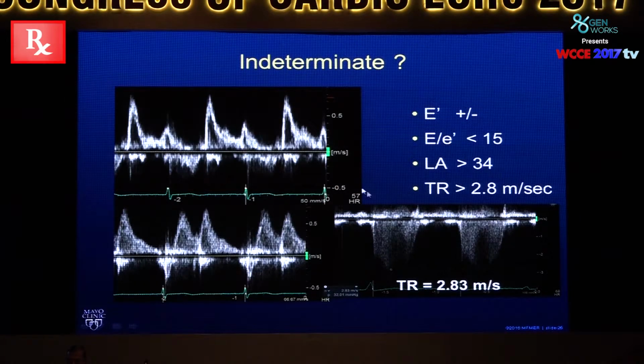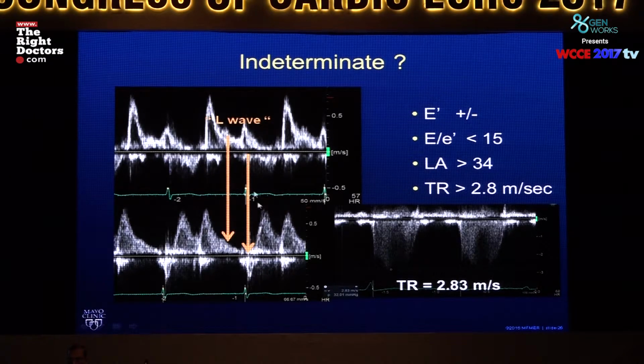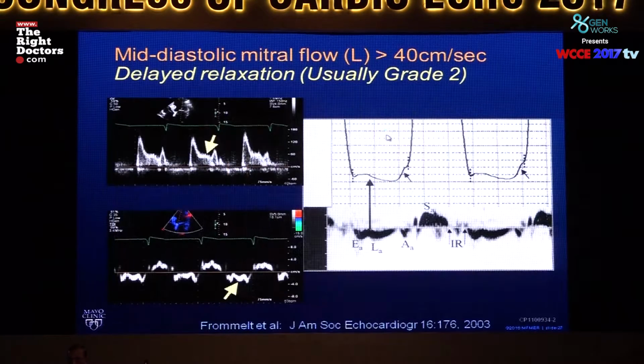And also, very important parameters here: a mid-diastolic flow velocity, the L wave, which indicates the delayed relaxation, which also can be seen here in the pulmonary vein, and also the A velocity here ends before the atrial flow reversal in the pulmonary vein. You're going to hear about that. And TR velocity was remeasured at 2.83 meters per second. So this is a typical grade 2 dysfunction.